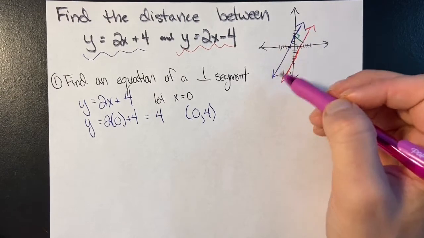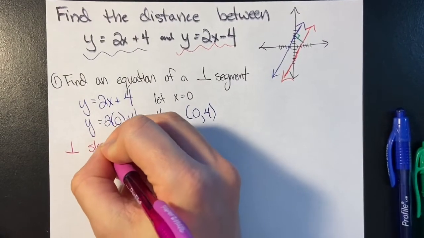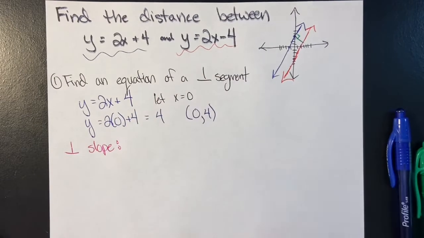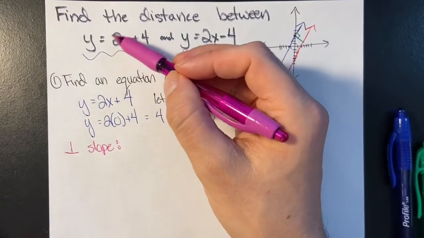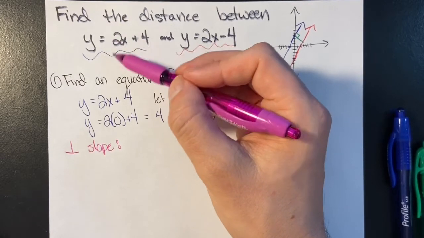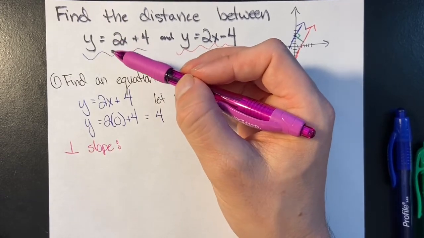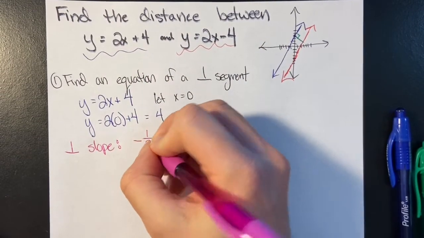Now, if this is a perpendicular segment, then it's going to have a slope that's perpendicular to that blue line that I chose. So the perpendicular slope of a line, especially this line that is perpendicular to this blue, is going to be a negative reciprocal of that slope right there. Since that slope is 2, or 2 over 1, the negative reciprocal is going to be -1 over 2.